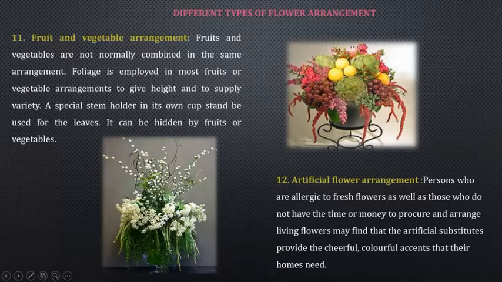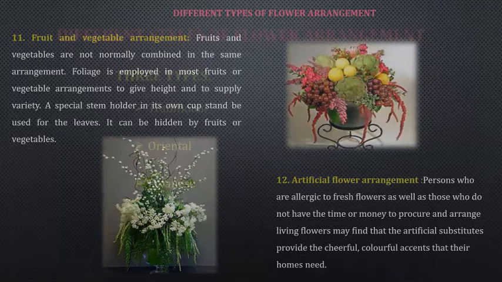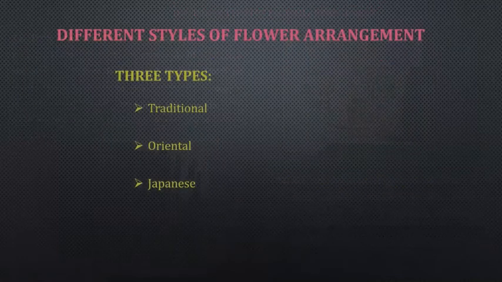Next is artificial flower arrangement. Those who have an allergy to fresh flowers can do this artificial flower arrangement. This is also a time and money saving procedure. Those who cannot arrange living flowers may find that artificial substitutes provide the cheerful, colorful accents that their homes need. Now, next is different styles of flower arrangements. Three types are there: traditional, oriental, and Japanese.